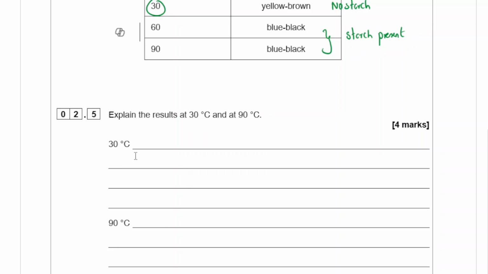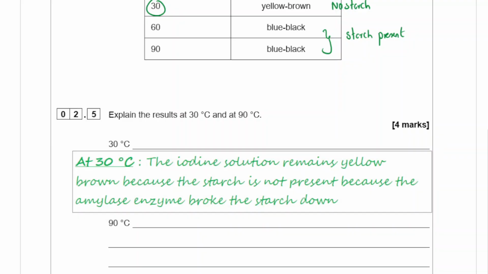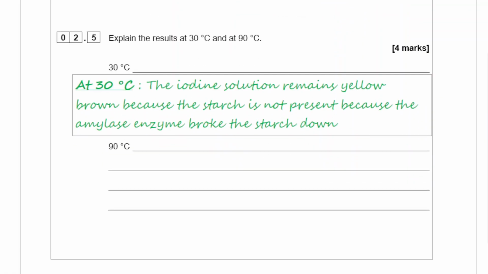So at 30 degrees, the starch would have been broken down by the amylase into glucose, and the iodine solution basically remained unchanged. The iodine solution is actually this yellow-brown color. So at 30 degrees, the iodine solution remains yellow-brown because the starch is not present, because the amylase enzyme broke the starch down. But what about 90 degrees?